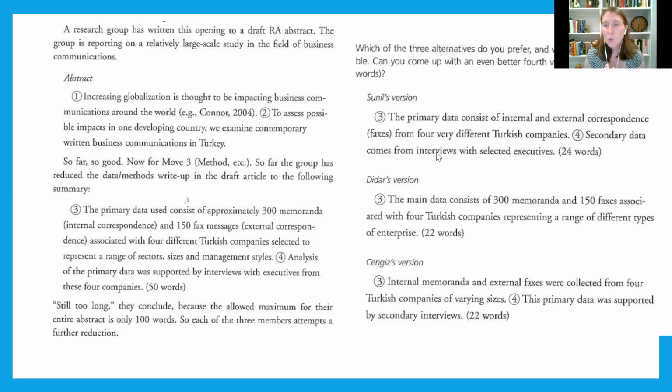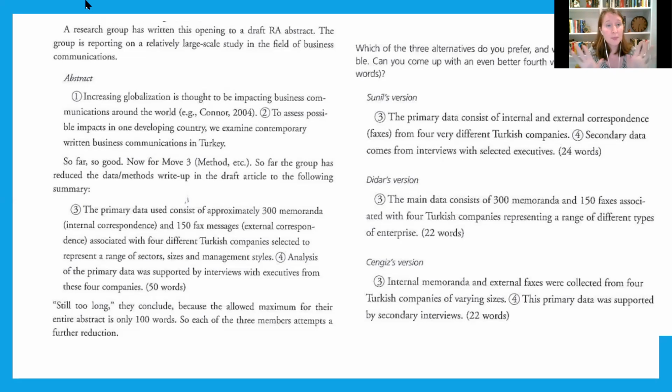So in one example, we have the primary data consist, oh, it's because this is British, so they're using data plurally, consist of internal and external correspondence from 4 very different Turkish companies. Secondary data comes from interviews with selected executives. So they've cut this down by half. I think that they include all of their important information. They're talking about the internal and external correspondence. They talk about how the 4 different Turkish companies are different from one another, because if we look at the original one, it talks about differences in size, differences in management styles, different sectors, okay?